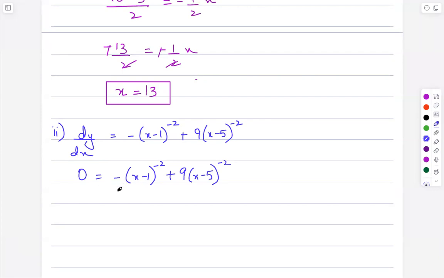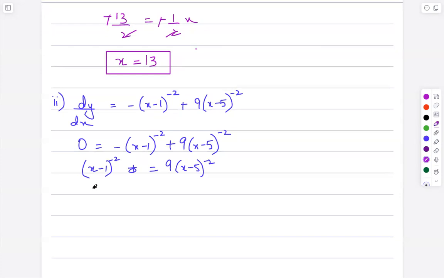Taking (x − 1)^(−2) to the left hand side, this will become (x − 1)^(−2) equals 9(x − 5)^(−2). We can now bring this into the denominator and write it as 1/(x − 1)² equals 9/(x − 5)².